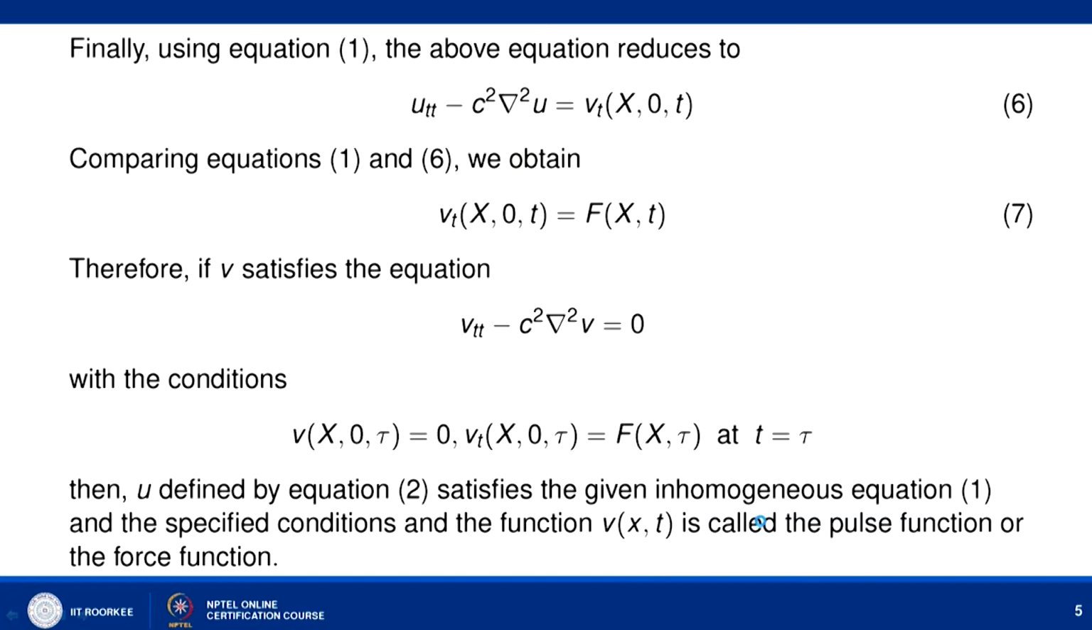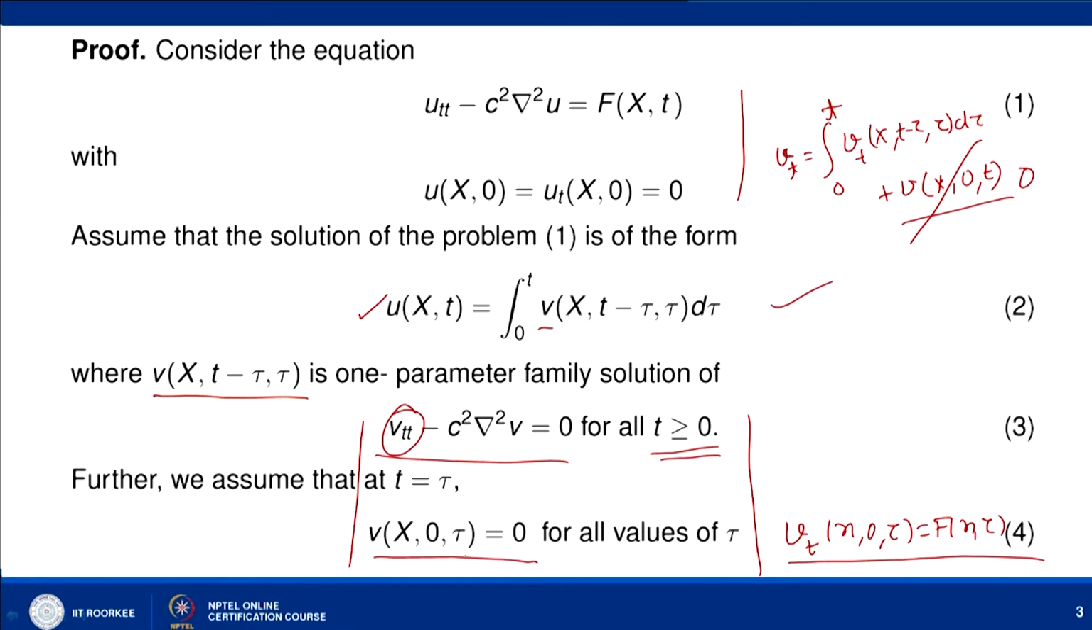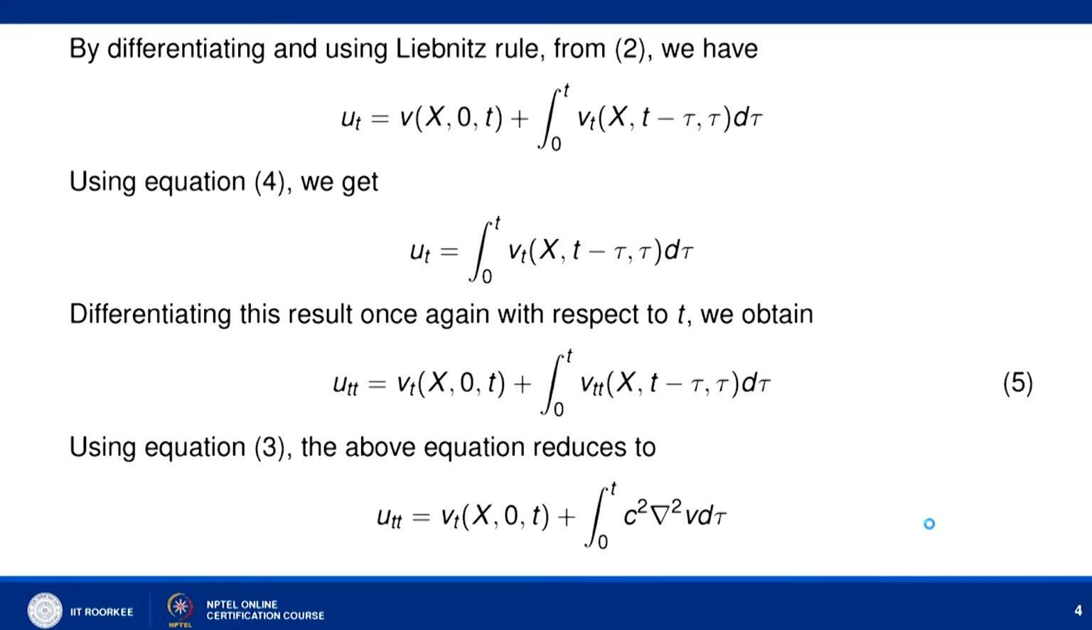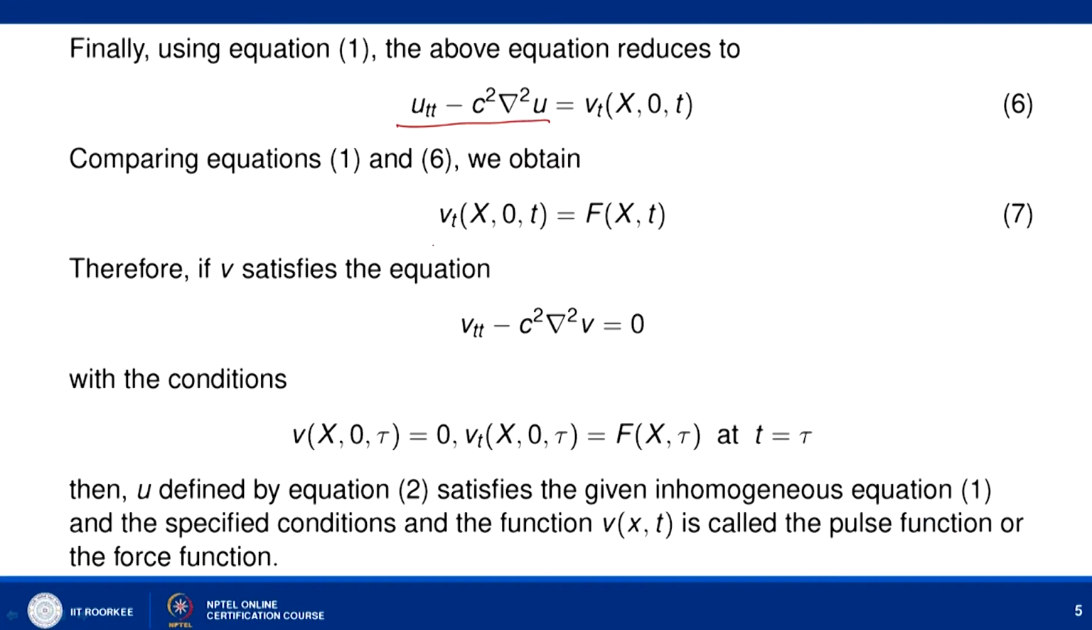That is what we have written, that u_tt minus c square del square u is equal to V_t(x, 0, t), and we already know that V_t(x, 0, tau) is f(x, tau). So, V_t(x, 0, t) is going to be the function f(x, t). So, using this we can write that V_t(x, 0, t) is f of x, t.